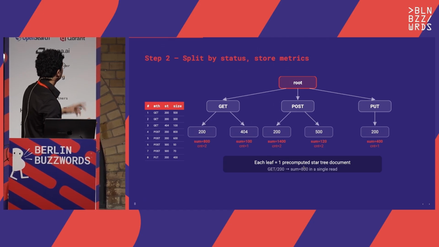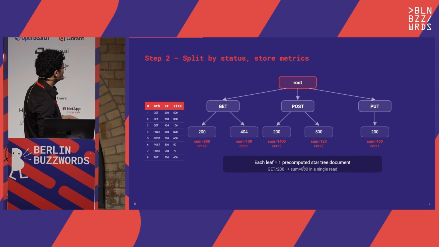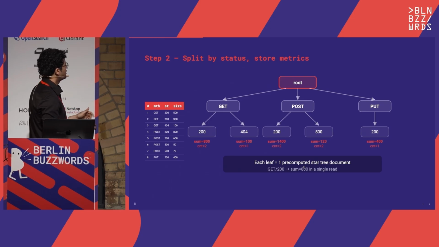Similarly for post, the documents 4 to 7 have method post. The 4th and the 5th documents have status 200. The next 2 have status 500. So post will have 2 children, 200 and 500. Again, put will have just 1 child, 200.